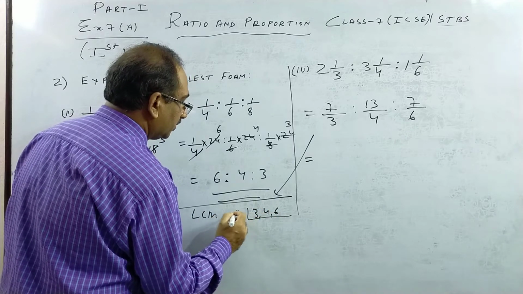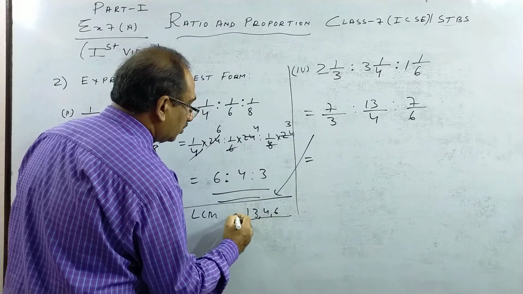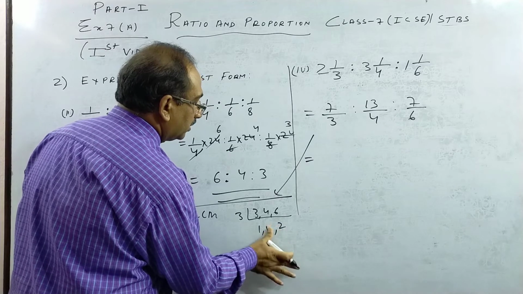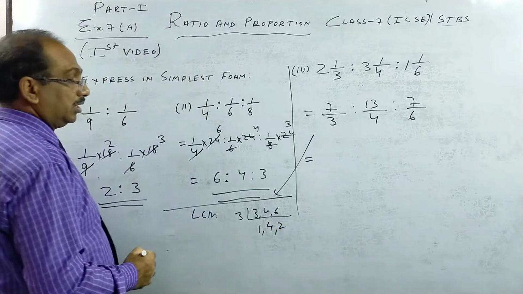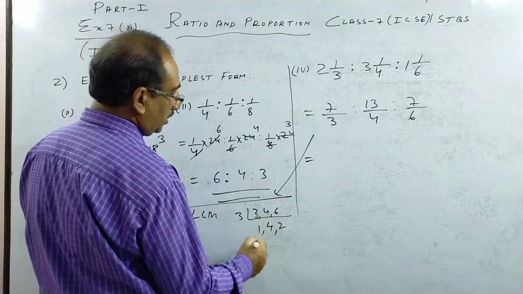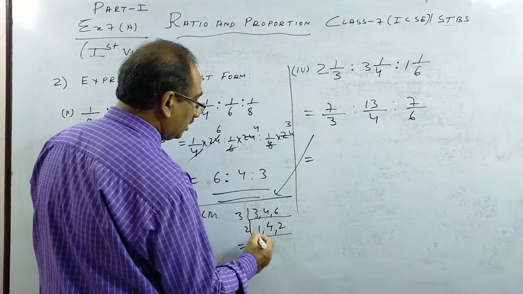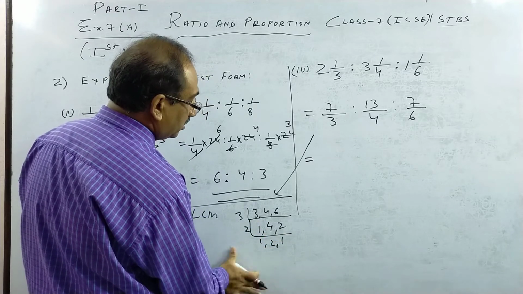So what do we get? First number, 2 numbers should go. 3 ones are 3, 3 twos are 6, but this 4 will not go by 3. So LCM is, again it will go, children. 2 numbers are there. So 1, 2, 1. So when 2 numbers are there, you must continue.